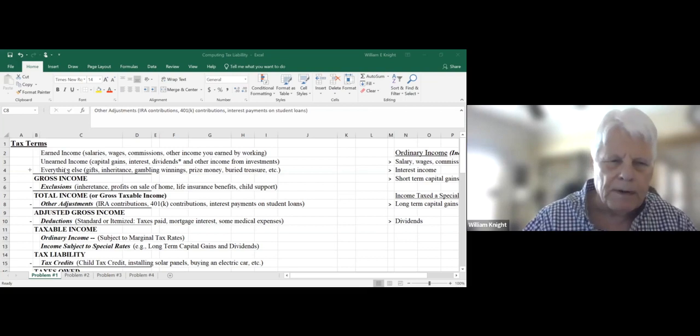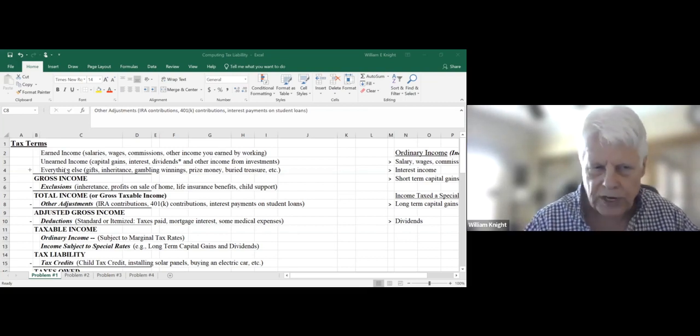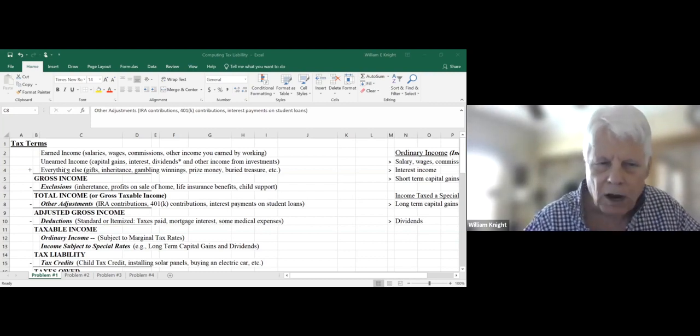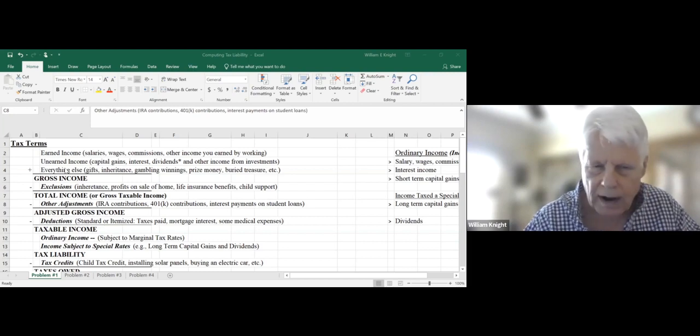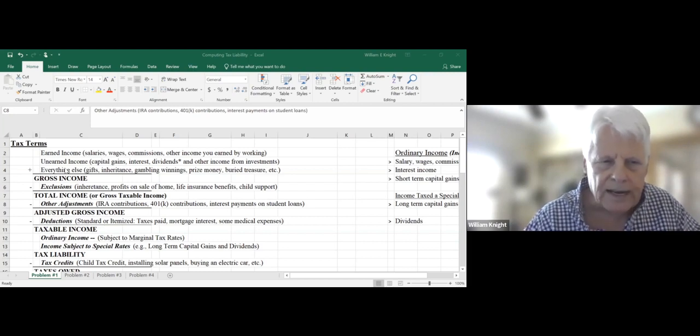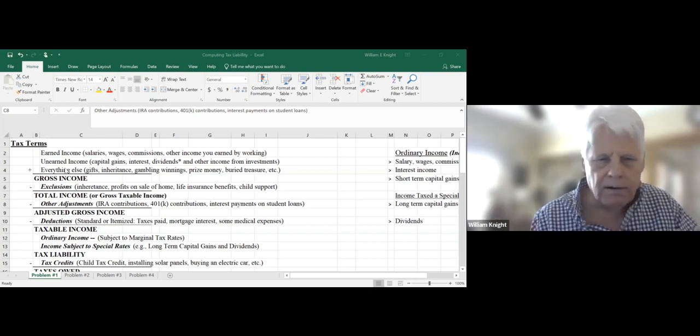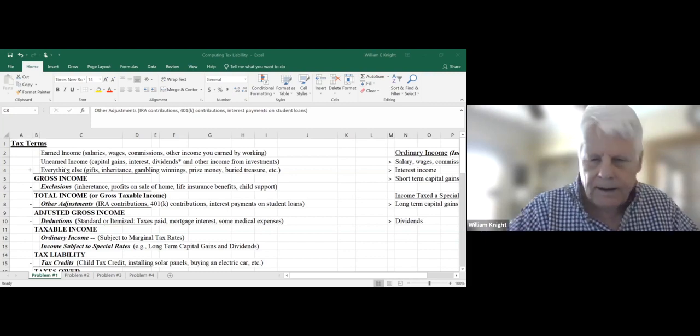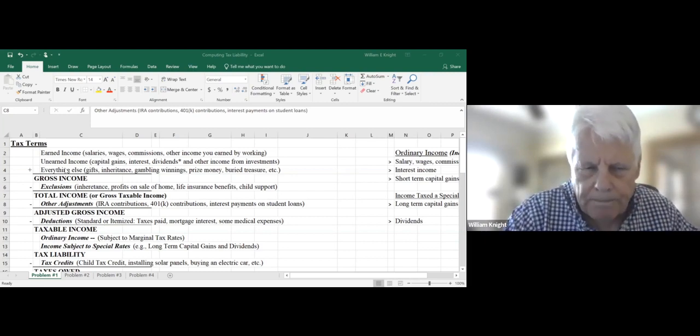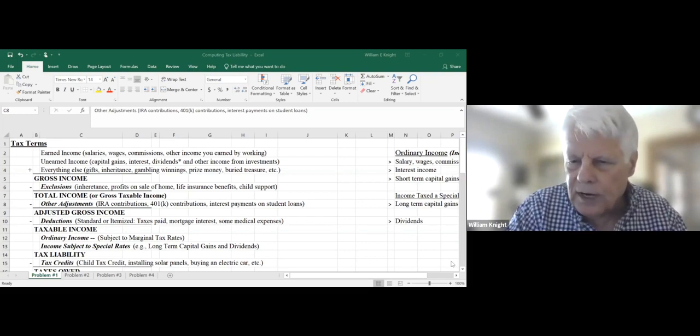Now, taxable income is divided into two categories. That would be ordinary income and income subject to special rates. The ordinary income is subject to the marginal tax rates, which we described in the previous video. And the income subject to special rates is not subject to the marginal tax rates, but instead assigned some special rate. And that gives you then your tax liability.